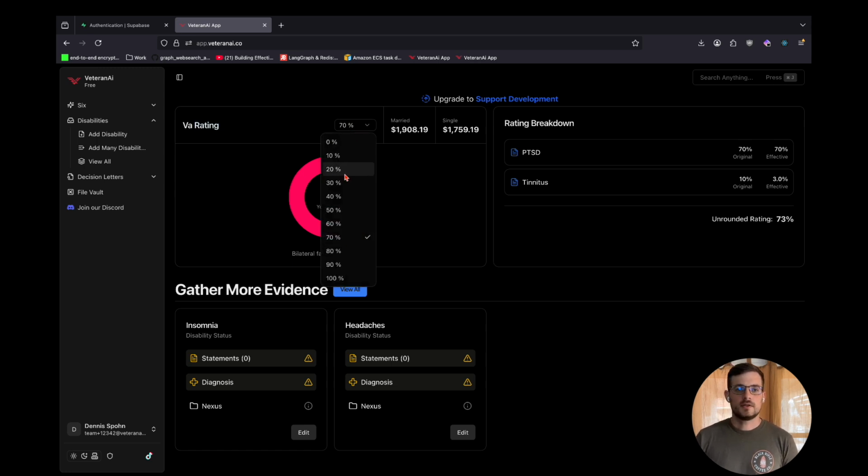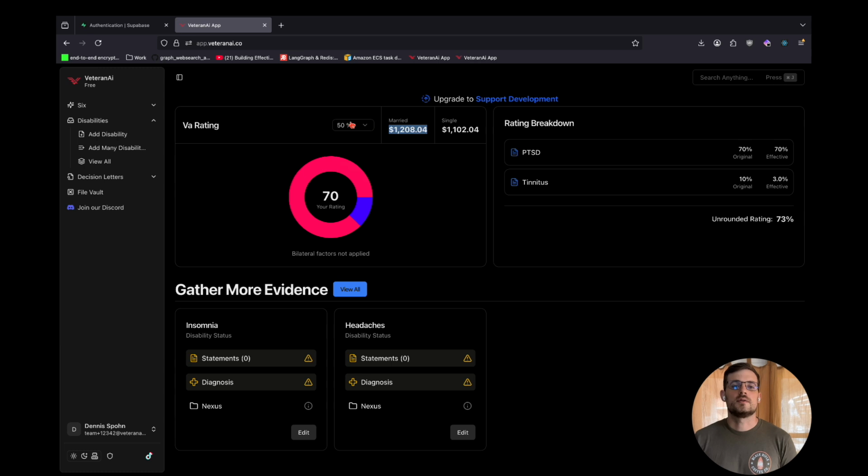Additionally, here is a little helpful tool that we added: you can always change the compensation due based on different ratings.